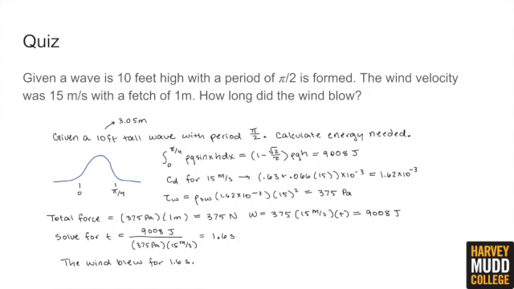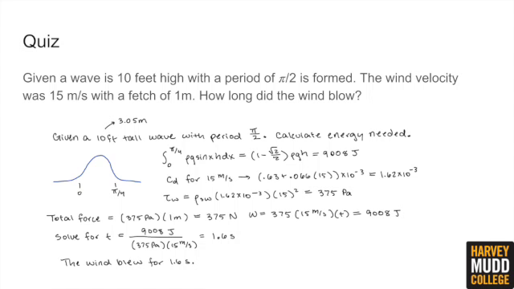Let's also now find the coefficient for momentum given 15 meters per second. This comes out to 1.62 times 10 to the negative 3, again unitless. We can then find the stress imparted from the wind on the water. That comes out to around 375 pascals. Then we can find the total force, which since fetch is just a meter, is just 375 newtons. And then we can find the work done on the water, and we know that is equal to 9,000 joules, and we can solve then for time.